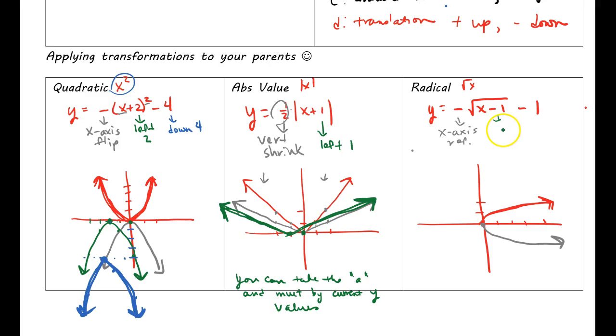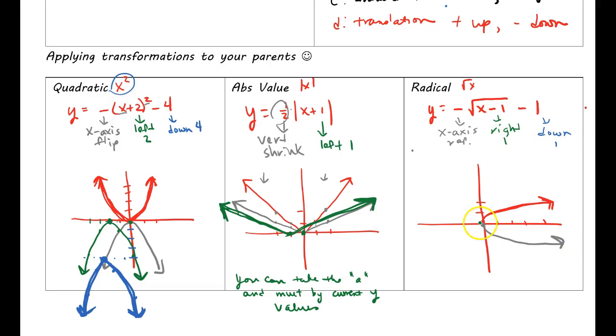it's the C. All right, so the C does right or left. Since that's a minus 1, it's going to be right 1. And then you've got this minus 1 on the outside of everybody, which means it's the up or the down. So it's down 1.